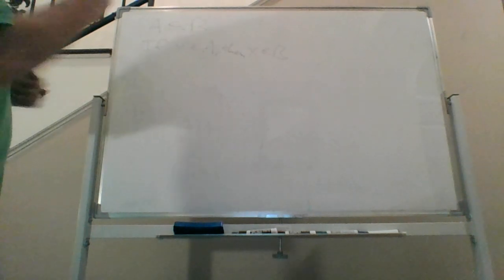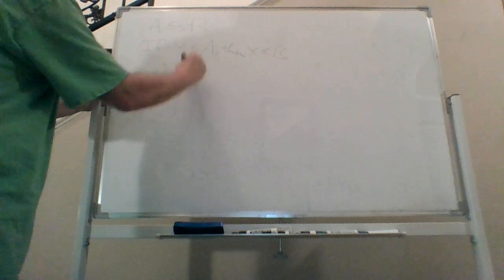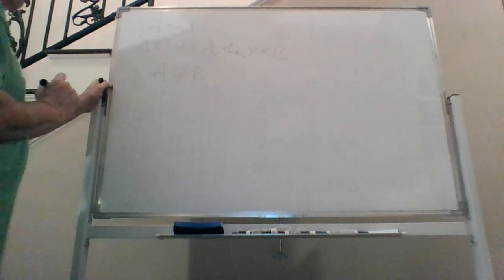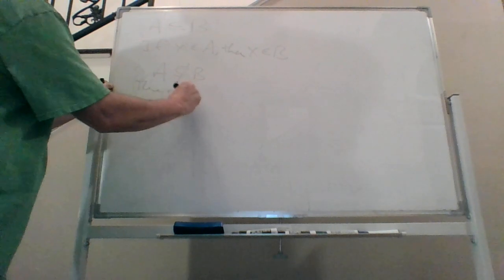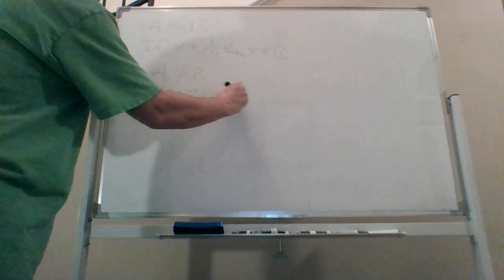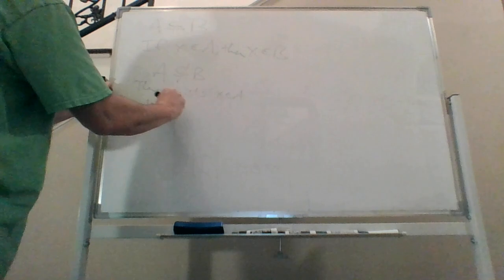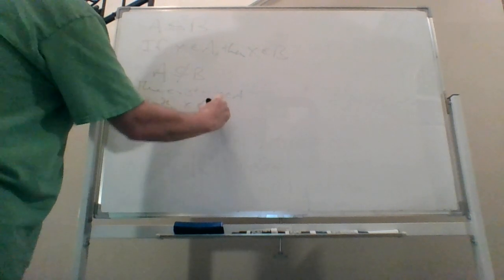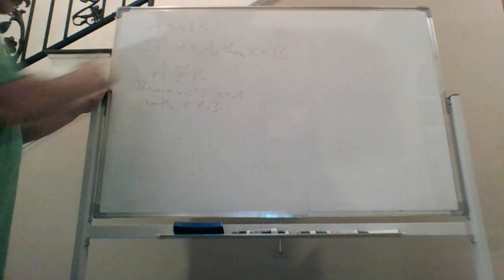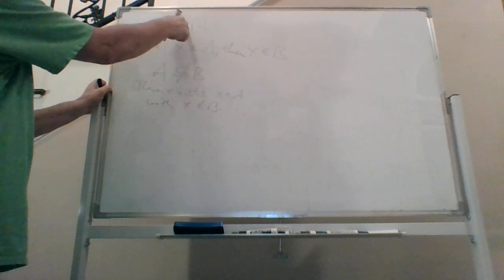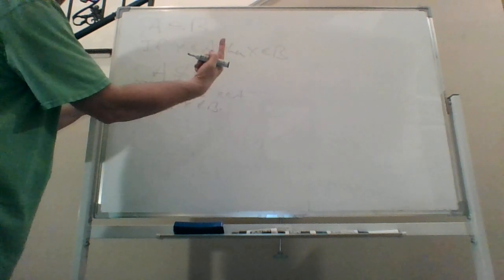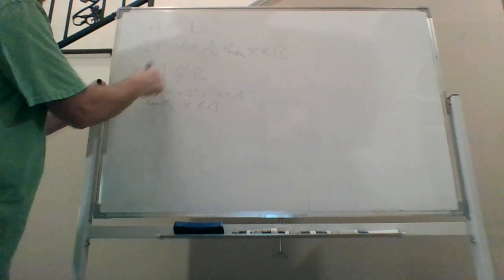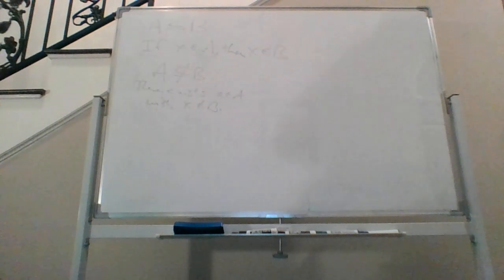Okay, now what does it mean for A to not be a subset of B? What does that mean? That means there exists an X in A with X not in B. Right? Because if everything in A was in B, you would have a subset. So if A is not a subset, that means there's an element of A. It may only be one. It could be more than one. There's something in A that's not in B.